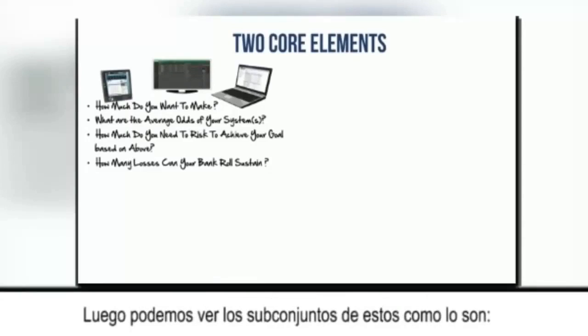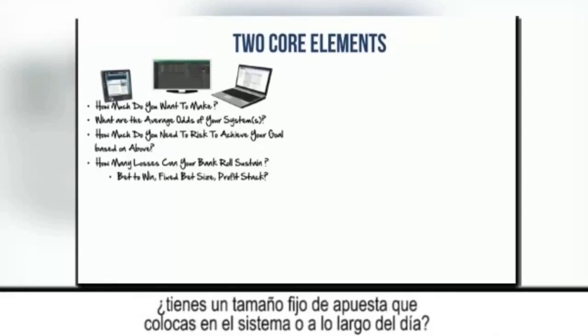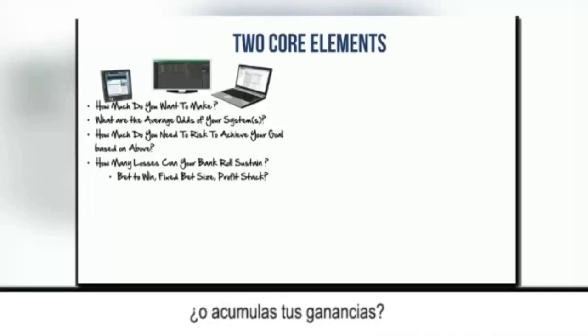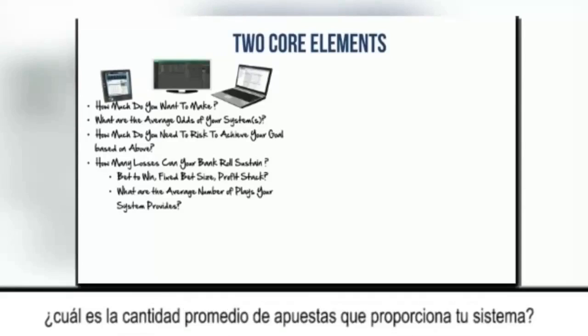Then we can look at subsets of this. Are you betting to win a certain percentage? So are you having fluctuating bets to win a fixed amount? Do you have a fixed bet size that you place on each system or throughout the day? Or do you profit stack? Do you take the profits from one bet and place it on the next one, so you're progressively increasing the bet size?